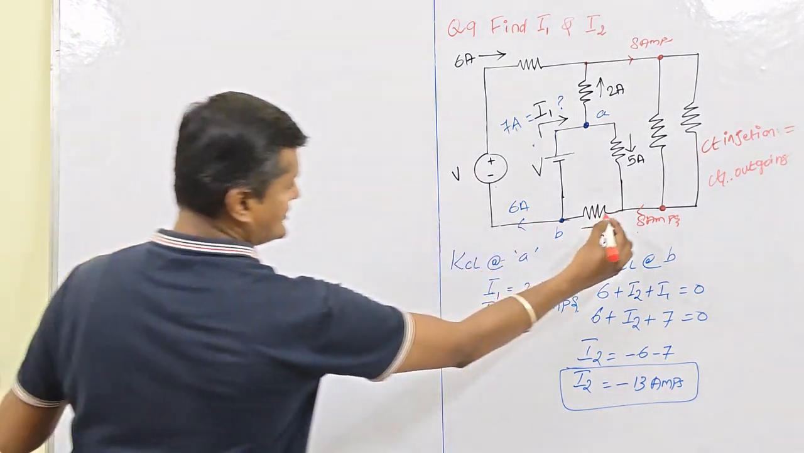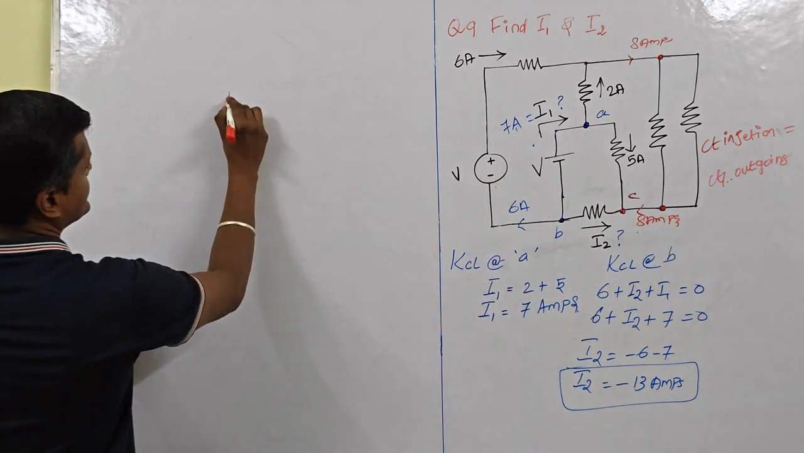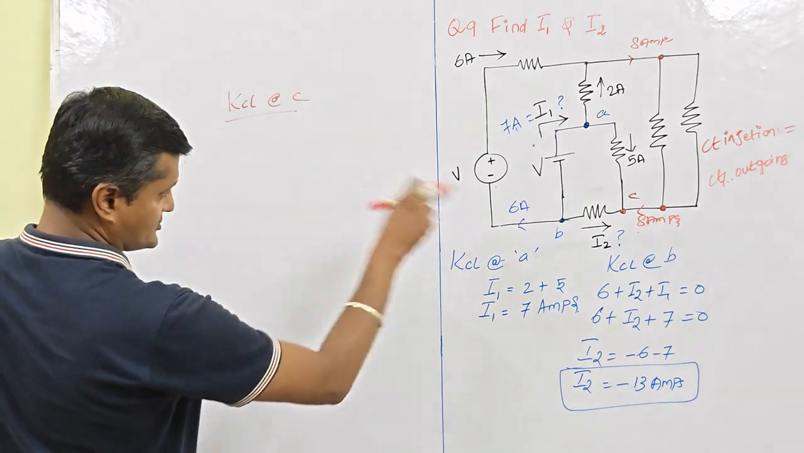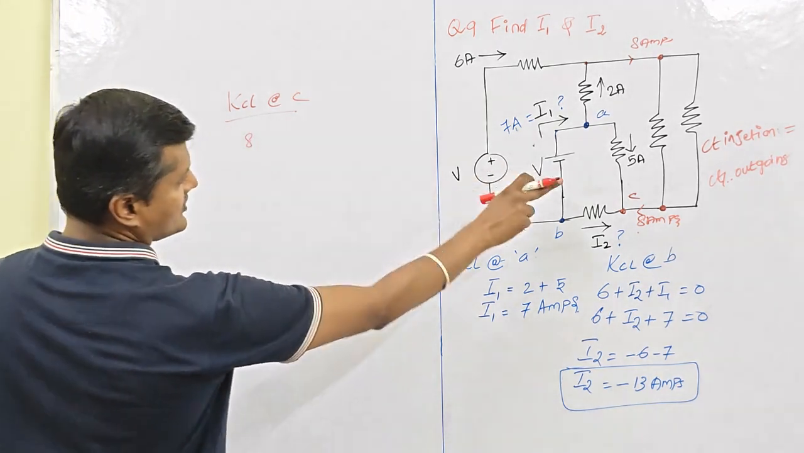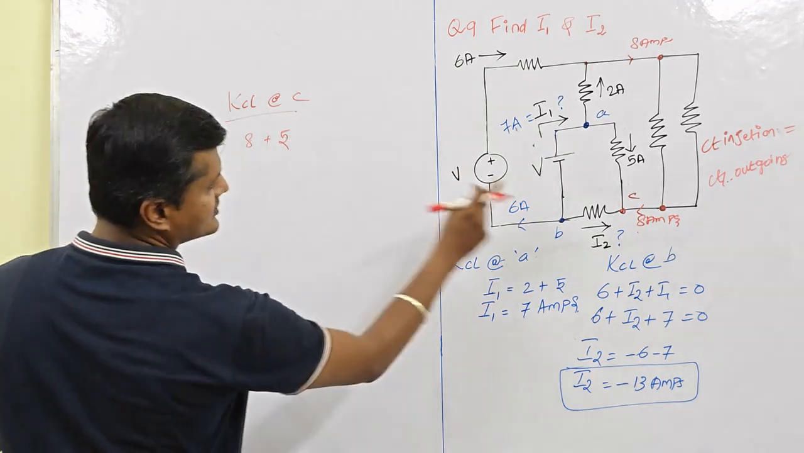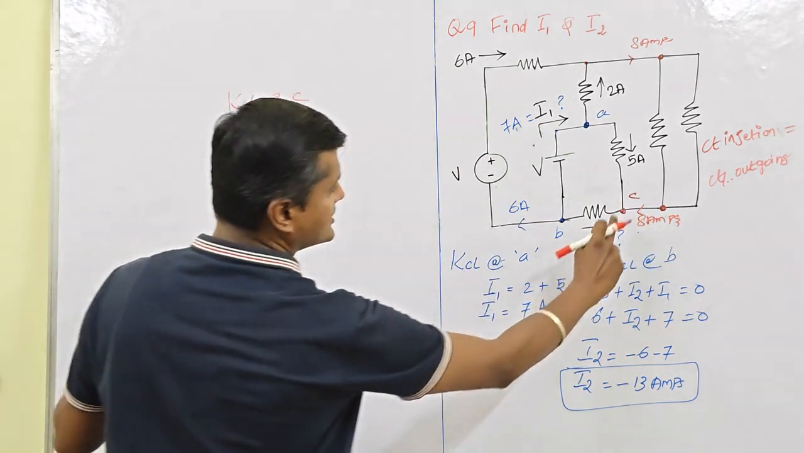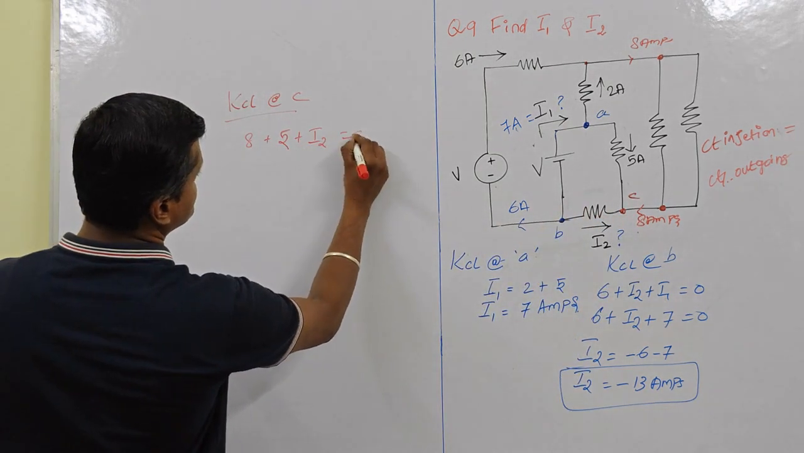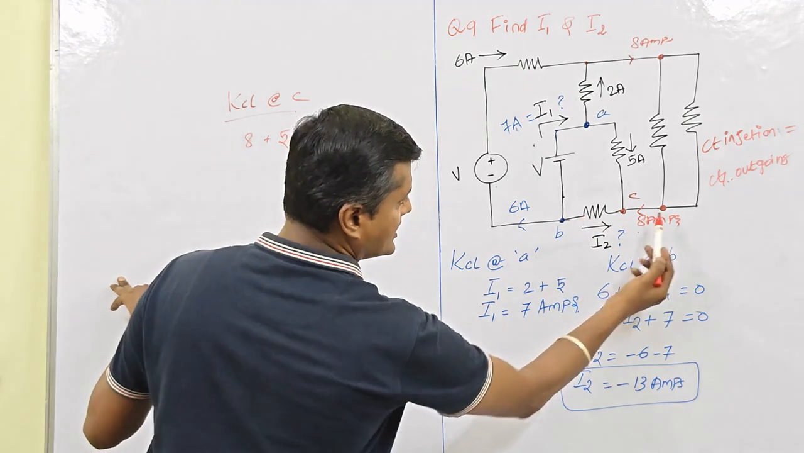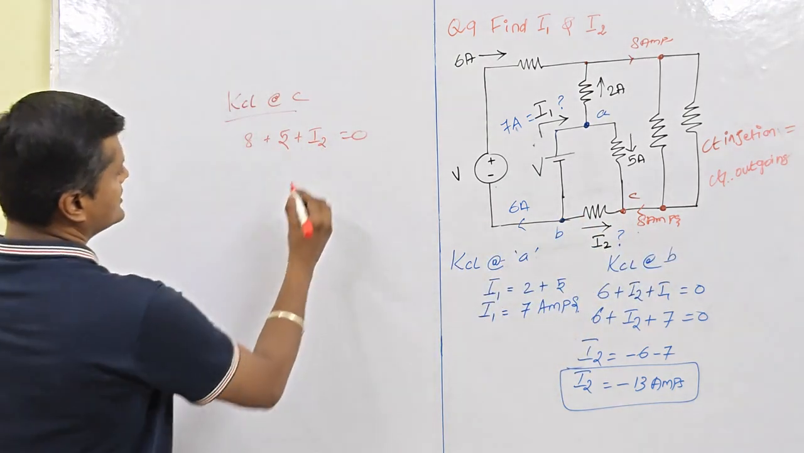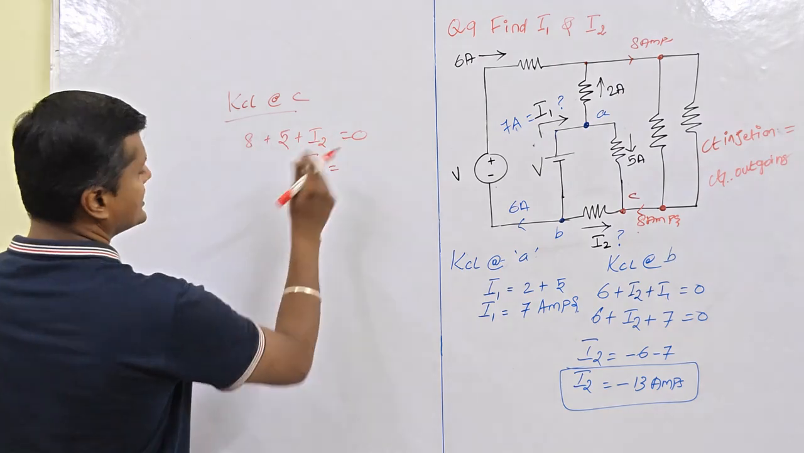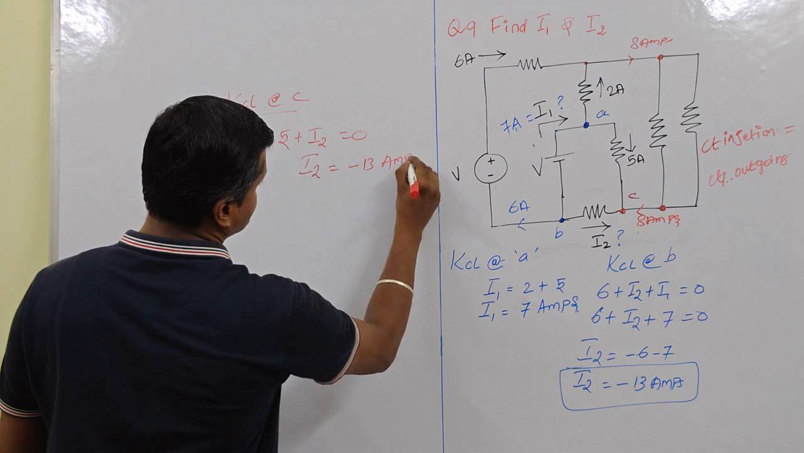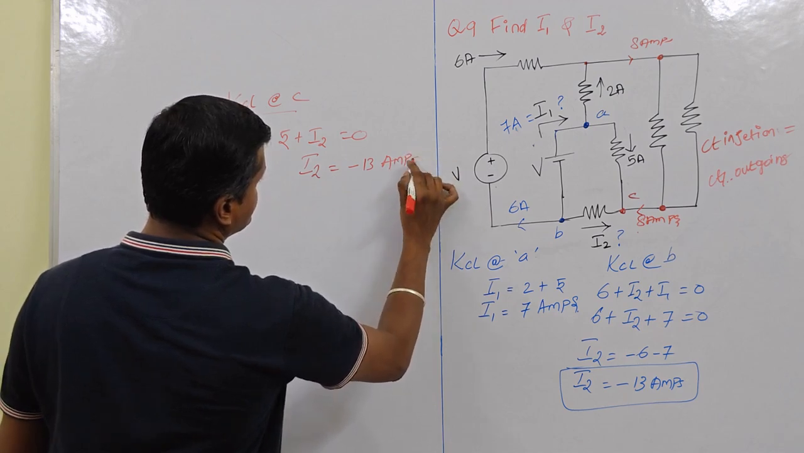For example, I name this node C. KCL at C. Incoming current is 8 plus 5. So for this node, 8 plus 5 plus I2 is equal to 0. So 8 amps and 5 amps incoming, and I2 also incoming. So what is the value of I2? I2 is equal to minus (8 plus 5), minus 13 amps.